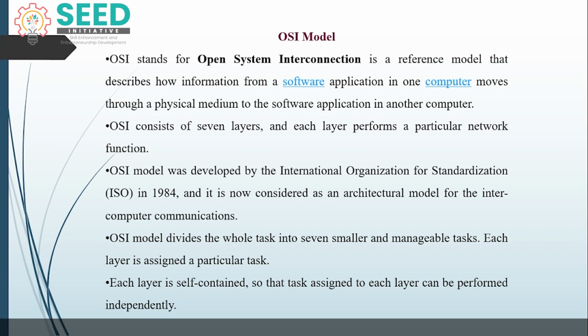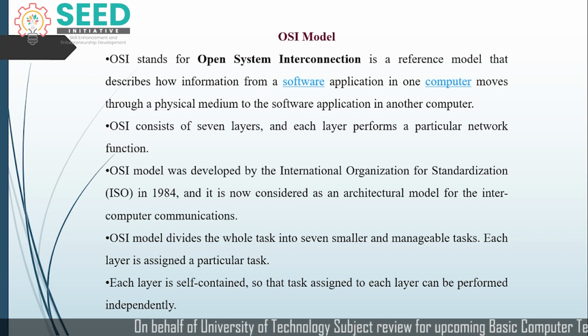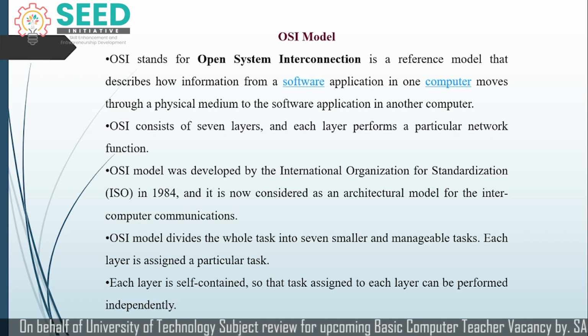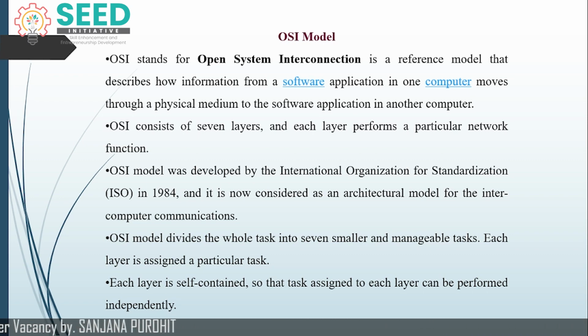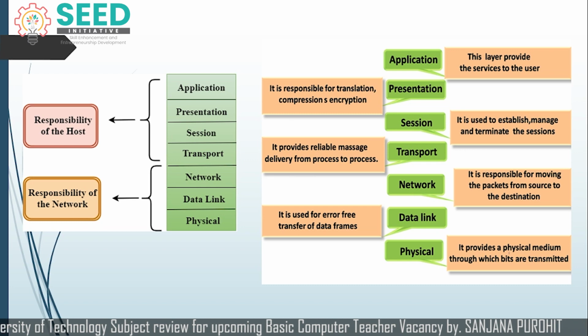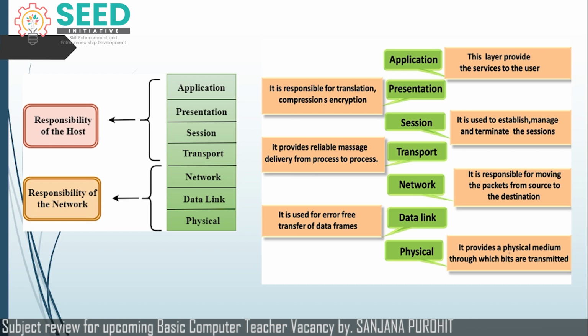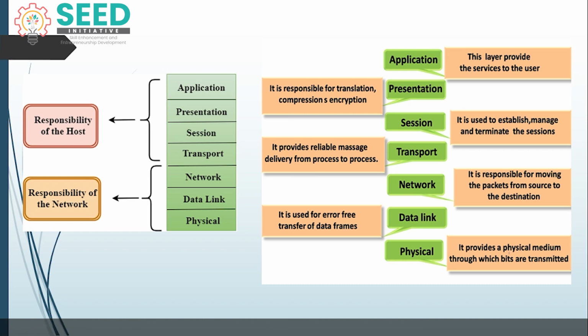The OSI model divides the whole task into 7 smaller and manageable tasks. Each layer is assigned a particular task. Next and the last point is, each layer is self-contained so that the task assigned to each layer can be performed independently. As you can see, there are two diagrams which show all the 7 layers of the OSI model.